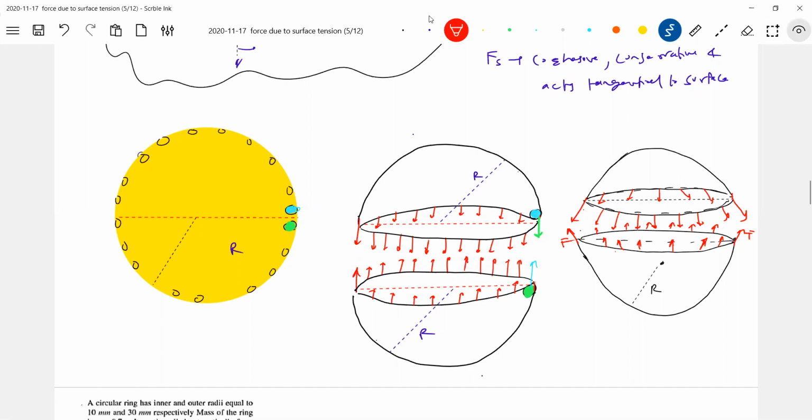Now, I'll put this particular point. How should the force due to surface tension act? Should act in this way, no? At this particular point, it should act like this. At this particular point, like this. Tangential. For a free surface, you draw a tangent. That will be the direction of the force.